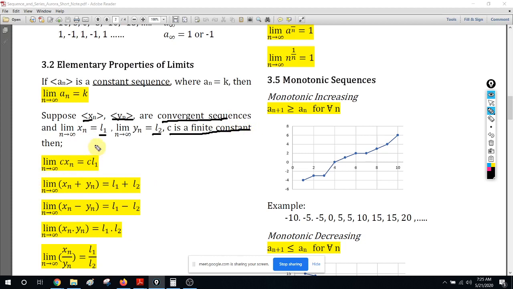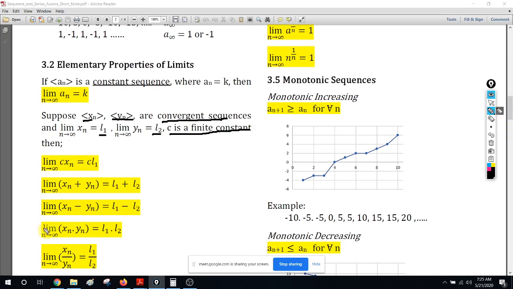If xn is reaching L1, then c times xn is going to reach c times L1. Obvious, right? So that is common sense. When n is getting bigger and bigger, if xn is reaching some particular finite value, then cxn means that you have multiplied it by c. So that is common sense.